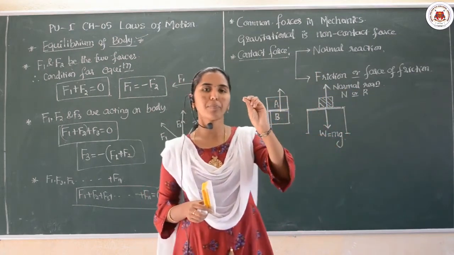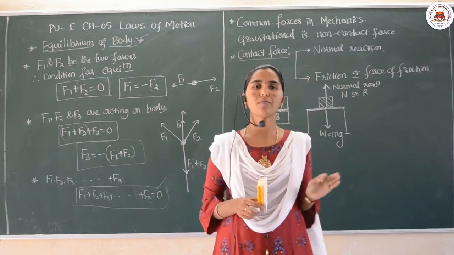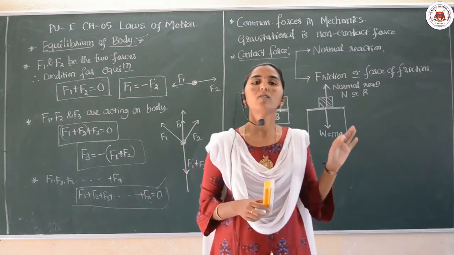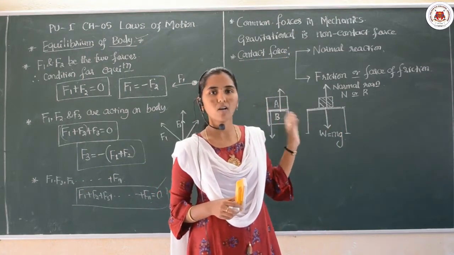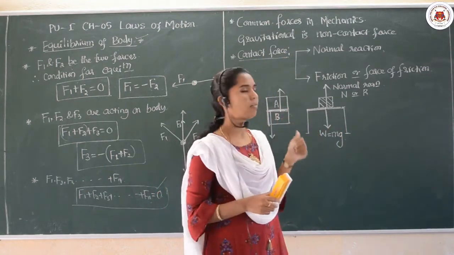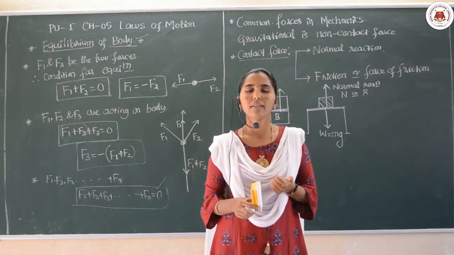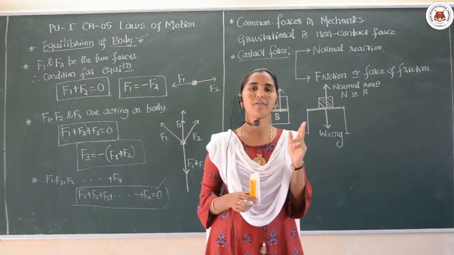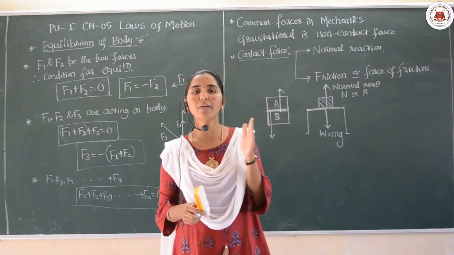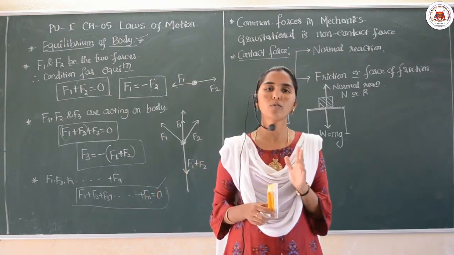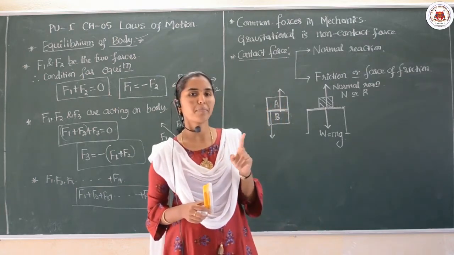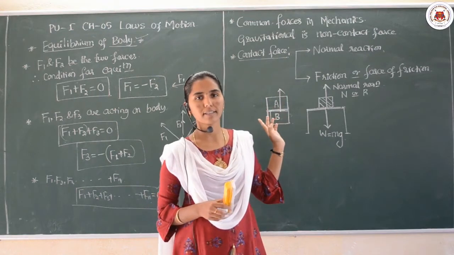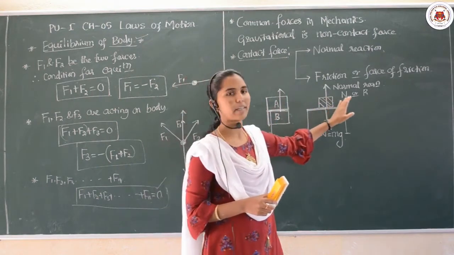This is a simple definition. The component of the contact force which acts along the normal to the surfaces in contact. This is one definition. Then another definition is the perpendicular component of the contact force when two bodies are kept in contact is called the normal reaction, right? So I hope the point is clear.